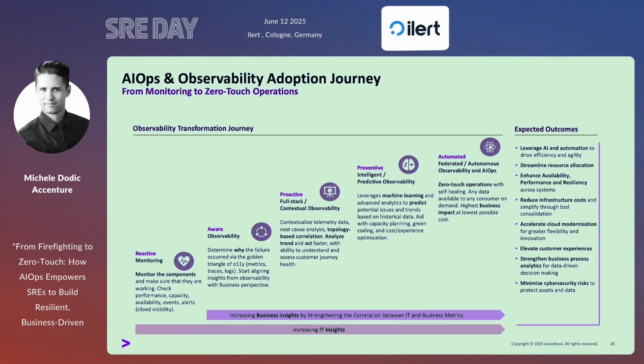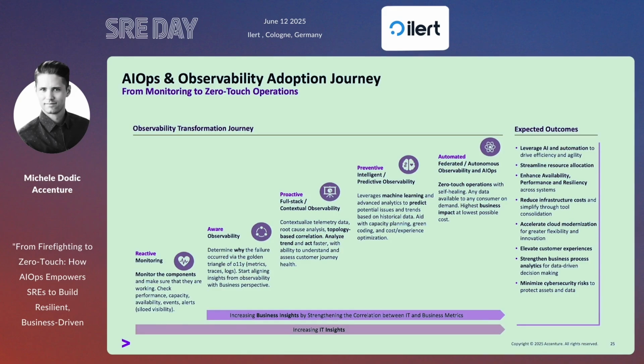So this comic was showing the pitfalls of achieving zero-touch AIOps. This is Accenture's journey to zero-touch AIOps, from reactive monitoring to autonomous and federated systems. And we built this based on our lessons learned and best practices that we've seen working at our customers. I'll just quickly go through the different stages, even though the comic was already giving hints in terms of what the steps to be taken are, right?